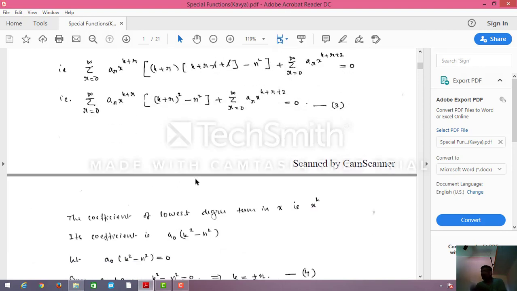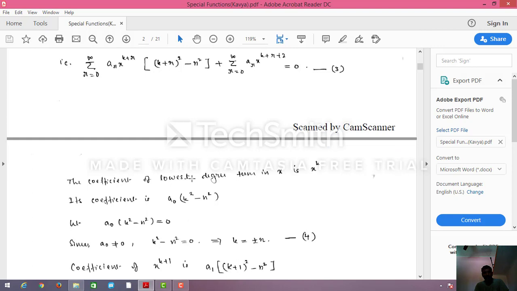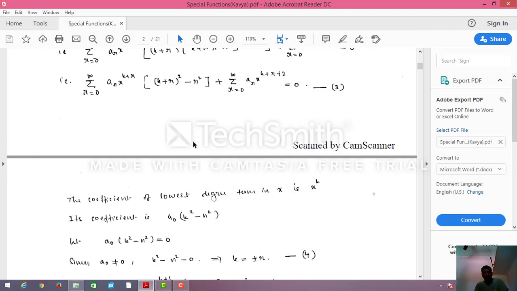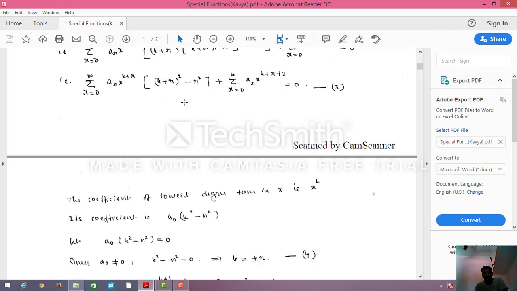The coefficient of the lowest degree term in x is that of x power k. If you put r equal to 0, x power k will come. So its coefficient is a naught into, putting r equal to 0, k plus 0 is k, so k square minus n square you will get.